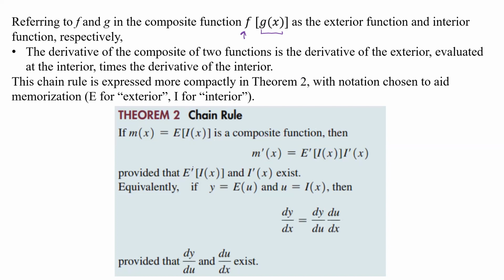So again, the derivatives of both of those have to exist. Equivalently, we can say, let y equal E of u, where u equals I of x, and then we can take the derivative of y with respect to u times the derivative of u with respect to x, and that would get us the answer as well. And now here again, dy du and du dx have to exist. So that's a couple of ways to think about that. We're going to take the derivative of the exterior function and then times the derivative of the interior function. One way to look at it is this notation here.